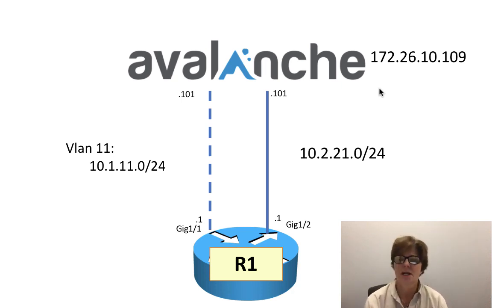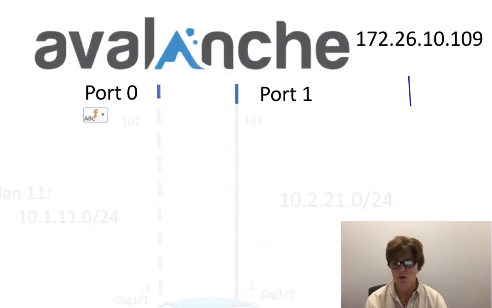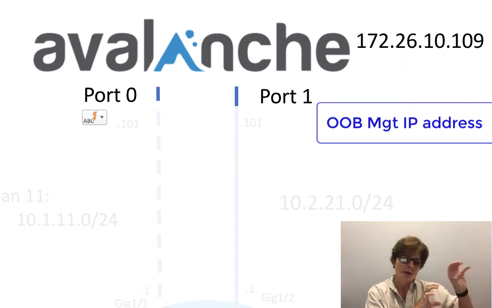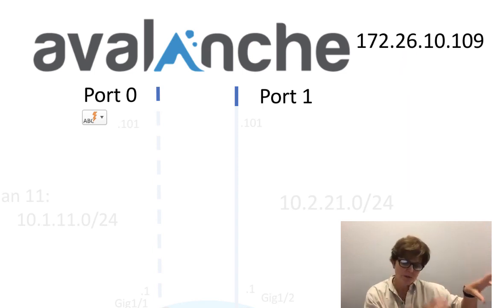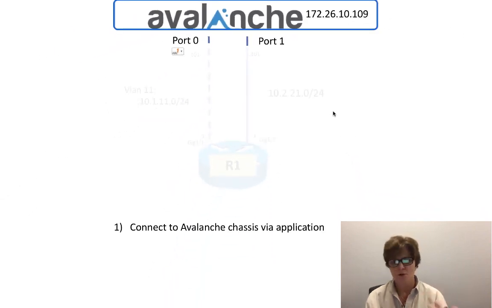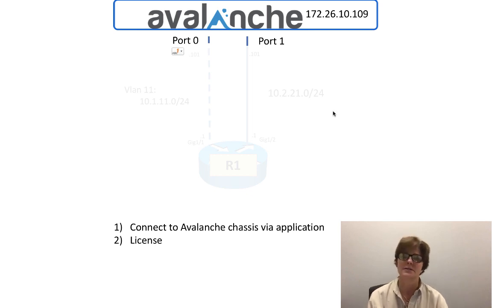The IP address of the chassis is 172.26.10.101. The first thing we're going to do is focus on my VM, my RDP session, my Windows session, getting into that IP address from that application, and licensing and the port. So the first thing we're going to do is connect to the Avalanche chassis via the application, and we're going to license it. I already have the XML license, just showing you how you license it. And then we're going to reserve ports.